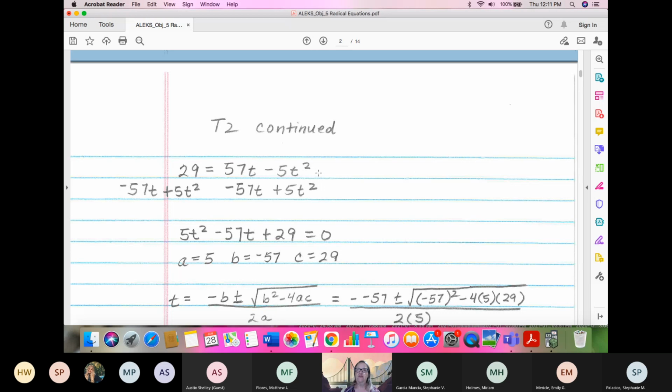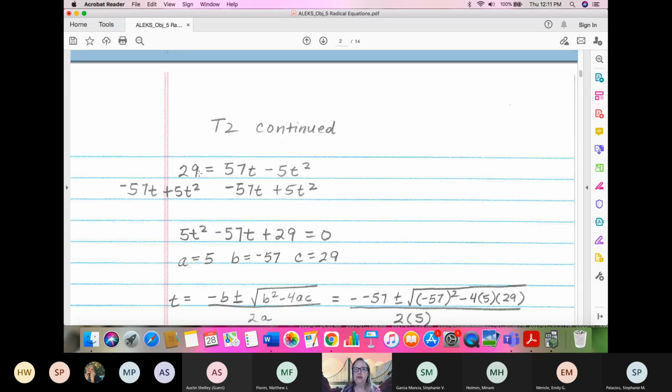We're not fortunate enough to have a problem where we can take the square root of both sides, because we have a t term here. If you have a t or an x term, you cannot take the square root of both sides. So we're going to use the quadratic formula, but before we do that, we need to get everything on one side.